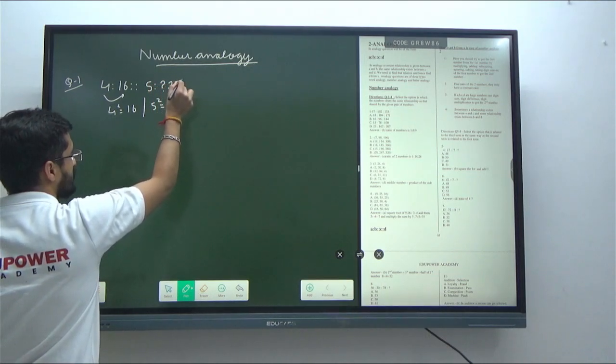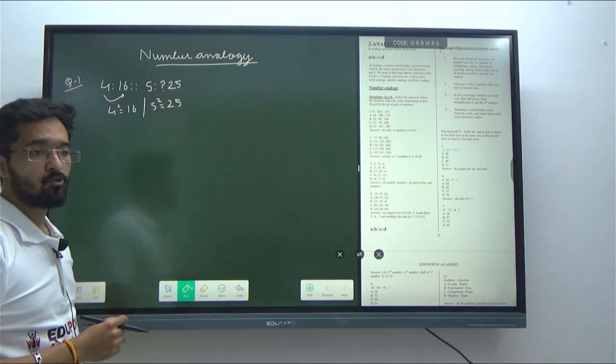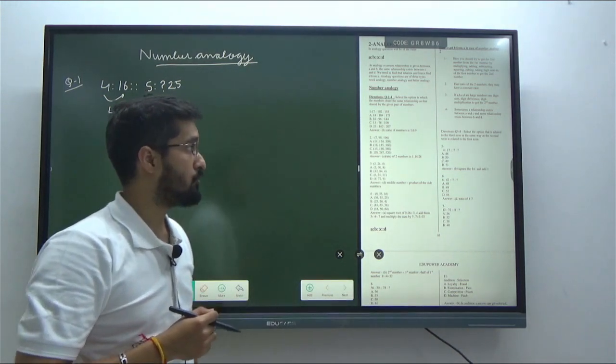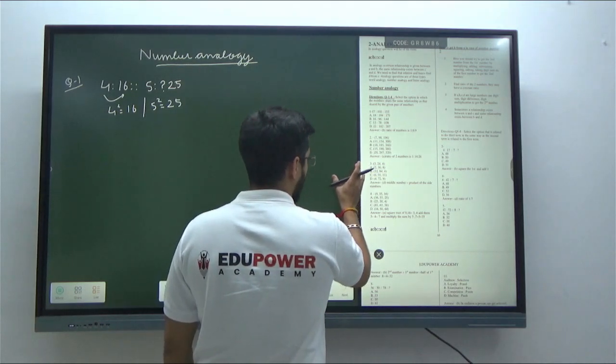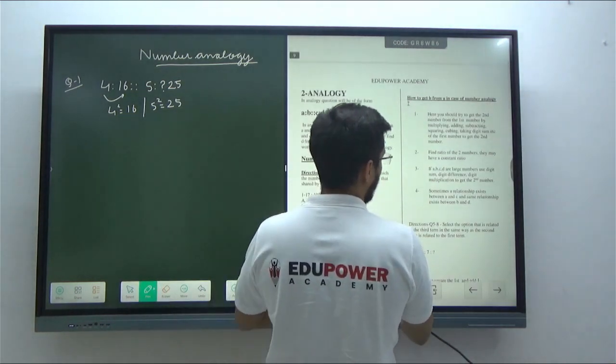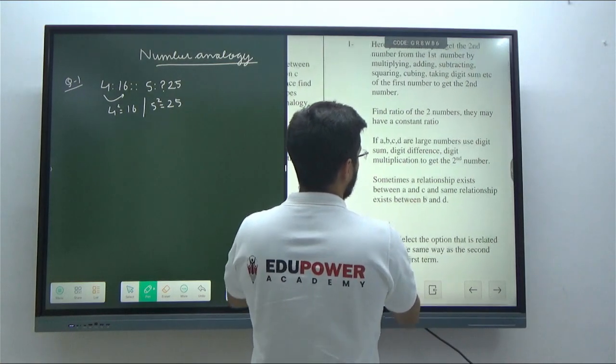So what should come here? 25 should come here. Okay, 4 square is 16, so 5 square should be 25. Now there are different approaches which we use. There are many different approaches we use to find this out. What approaches do we use?